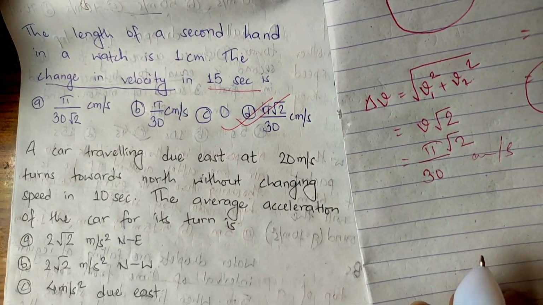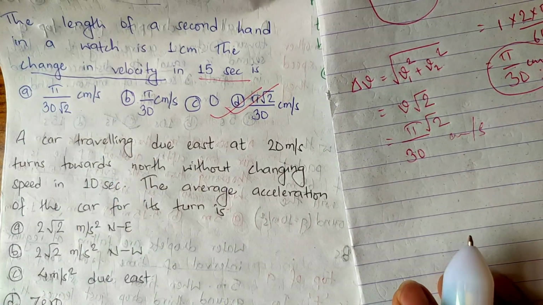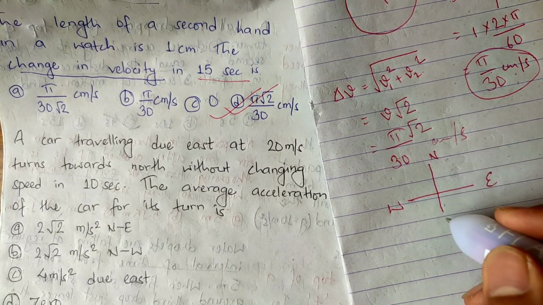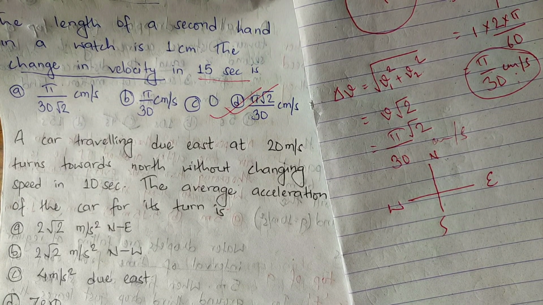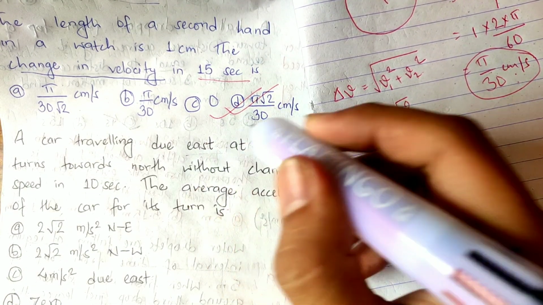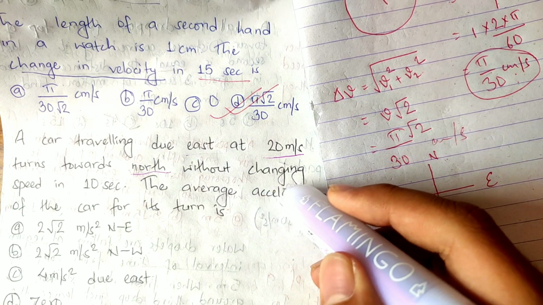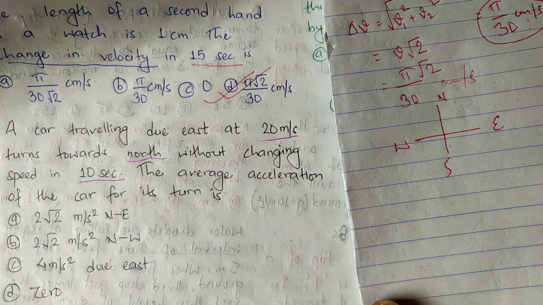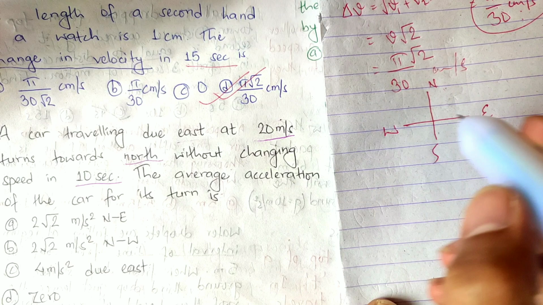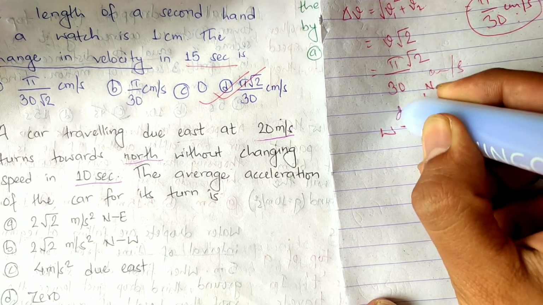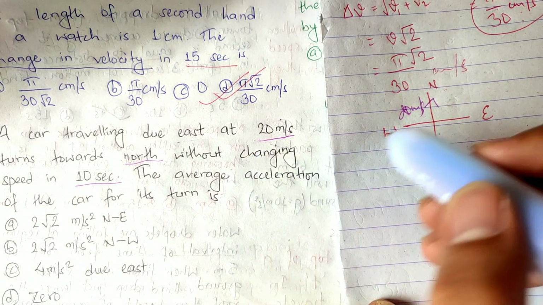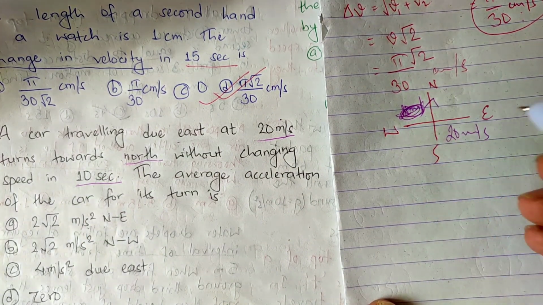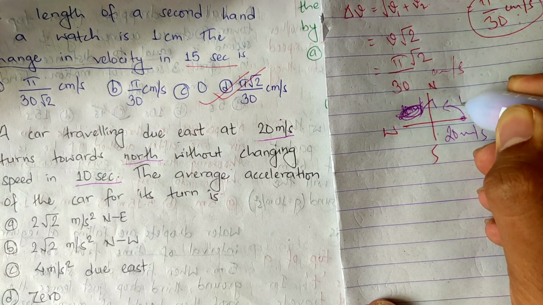Now moving on. A car is traveling due east at 20 meters per second and turns towards north, without changing its speed, in 10 seconds. The average acceleration of the car for its turn is? First we consider the directions: east, north, west, south. So the car's speed is 20 meters per second east, and then 20 meters per second north, and it turns in 10 seconds. So it will turn like this in 10 seconds.